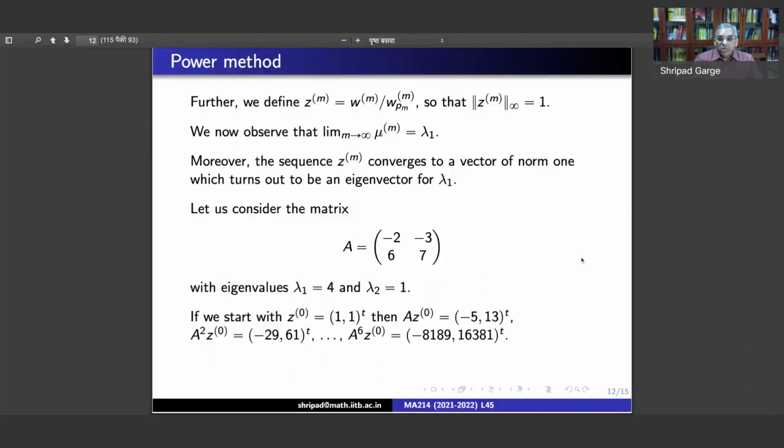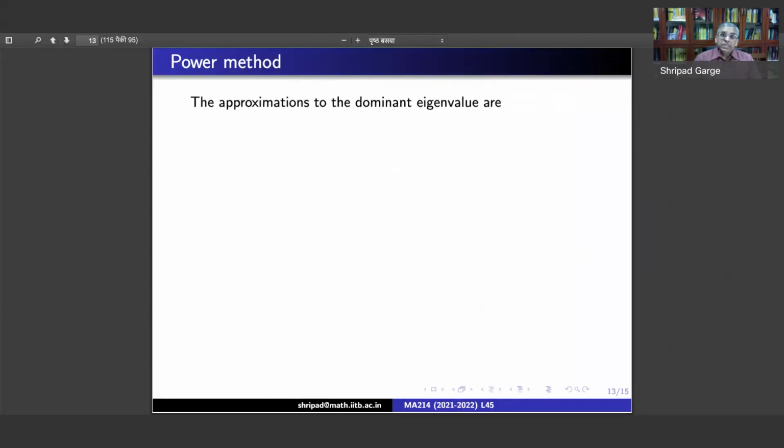And we observe that the norm of A z0 is 13. The norm of A square z0 is 61. So we will have to be looking at 61 upon 13, then the norm of the next one upon the norm of the previous one, and so on. So the approximations to the dominant eigenvalue are 61 by 13, which is the norm of the second one upon norm of the first one, and the norm of the third one upon norm of the second one, and so on up to the sixth one, whose norm is 16,381.